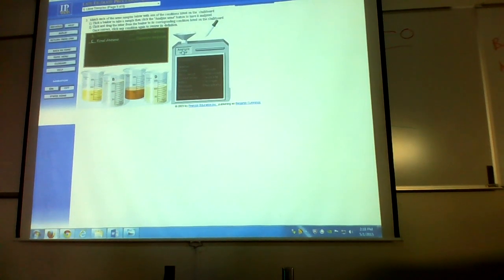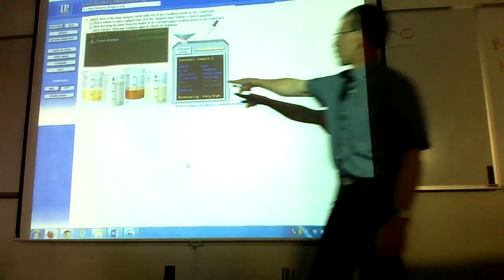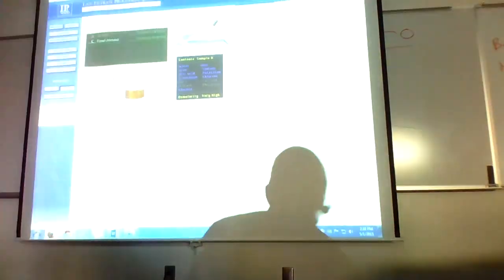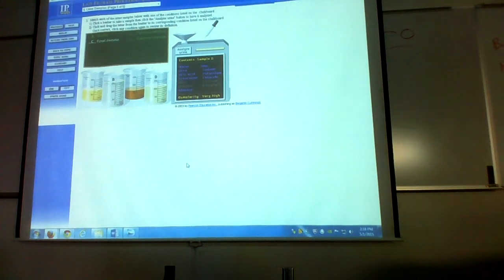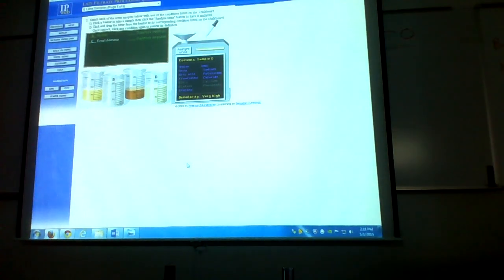Yell when you see something off. Glucose? That says glucose, by the way. Is that good or bad? Bad. So what's high osmolarity mean? Thick blood. Really thick urine.